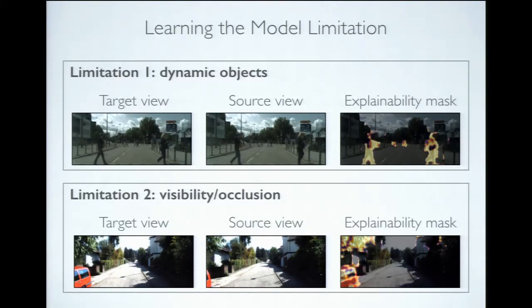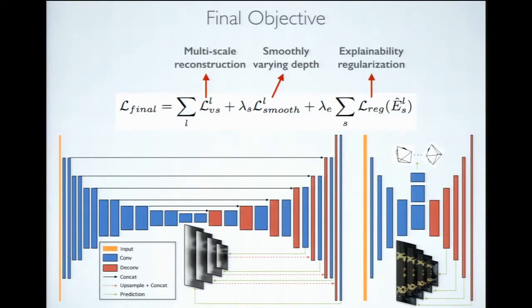So maybe I'll show the network architecture here. We have two sets of networks. The first network outputs the single view depth, in multiple scales. And the second network outputs the camera pose between the target view and the source views. And then there's an explainability mask that indicates for each pixel whether it can be successfully reconstructed using the predicted depth and the camera pose.